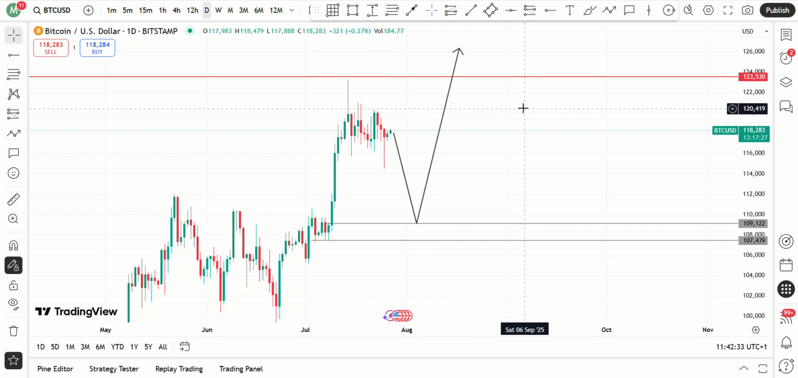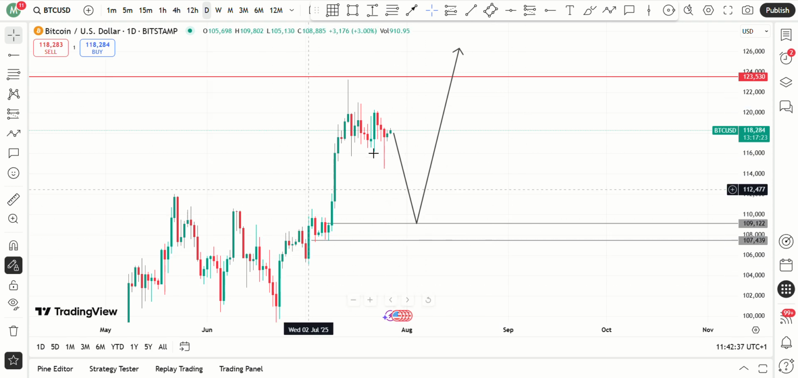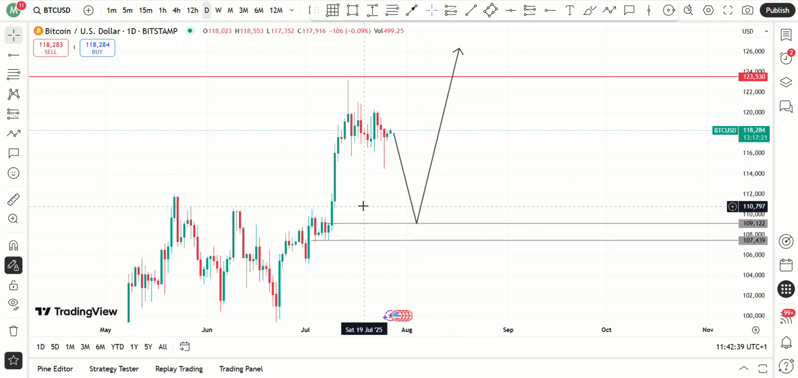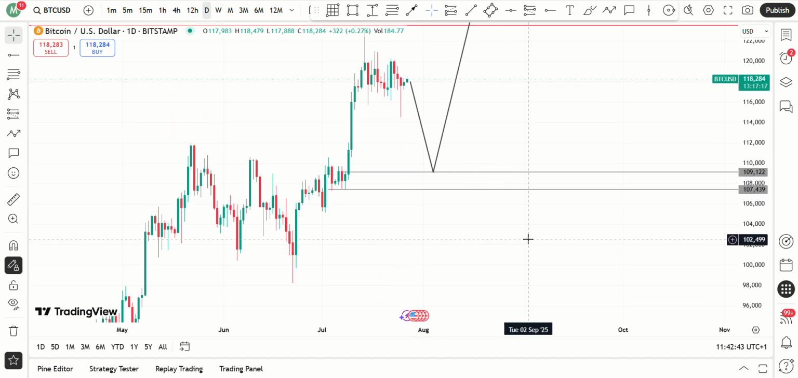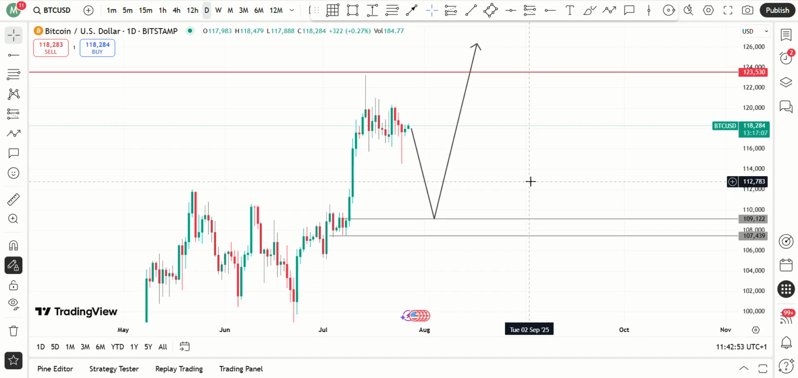Yeah, that could happen. But just because there's supply and demand around it doesn't mean that they are going to react like we want them to react every single time. There's a lot of other variables included in these demand zones and supply zones, which you also have to consider.